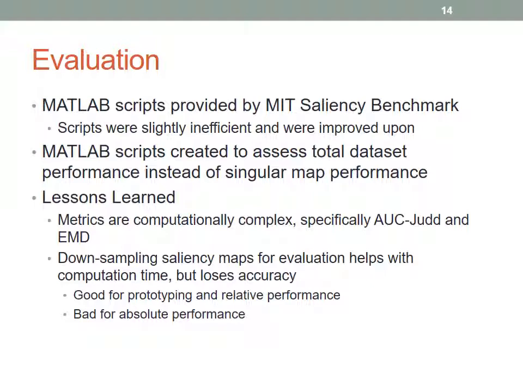Downsampling the saliency maps helps with computation time, but it does lose accuracy. You should not use this for absolute performance against different models. You should only use it as a relative performance. So if you evaluate everyone given these downsampled saliency maps, you can use that as a relative performance to see if you've improved. And now you can start prototyping your algorithm before submitting it to the MIT benchmark for real numbers.